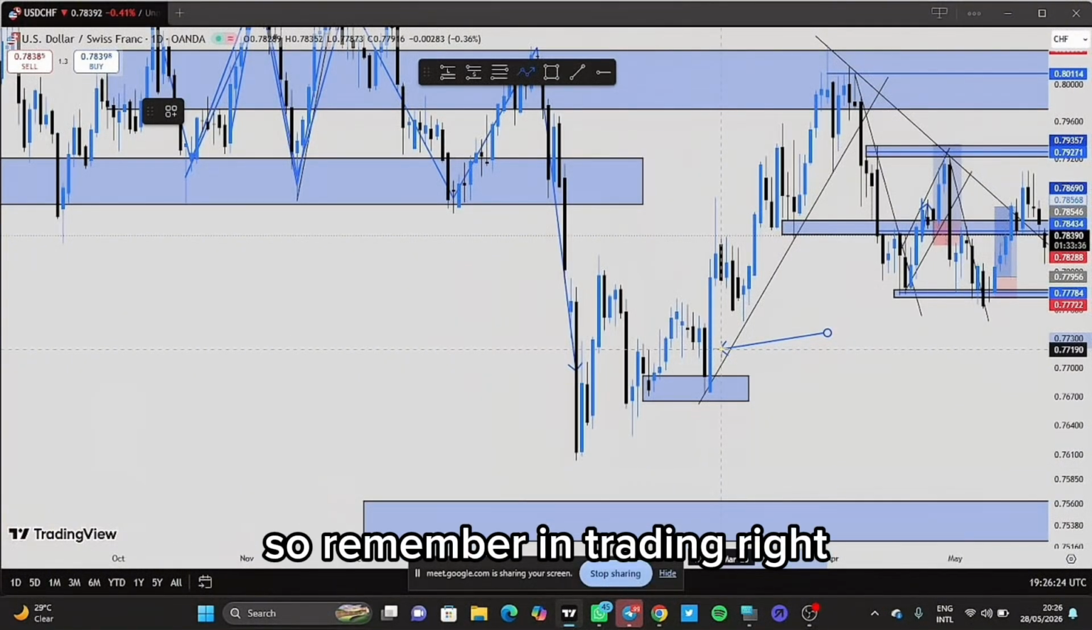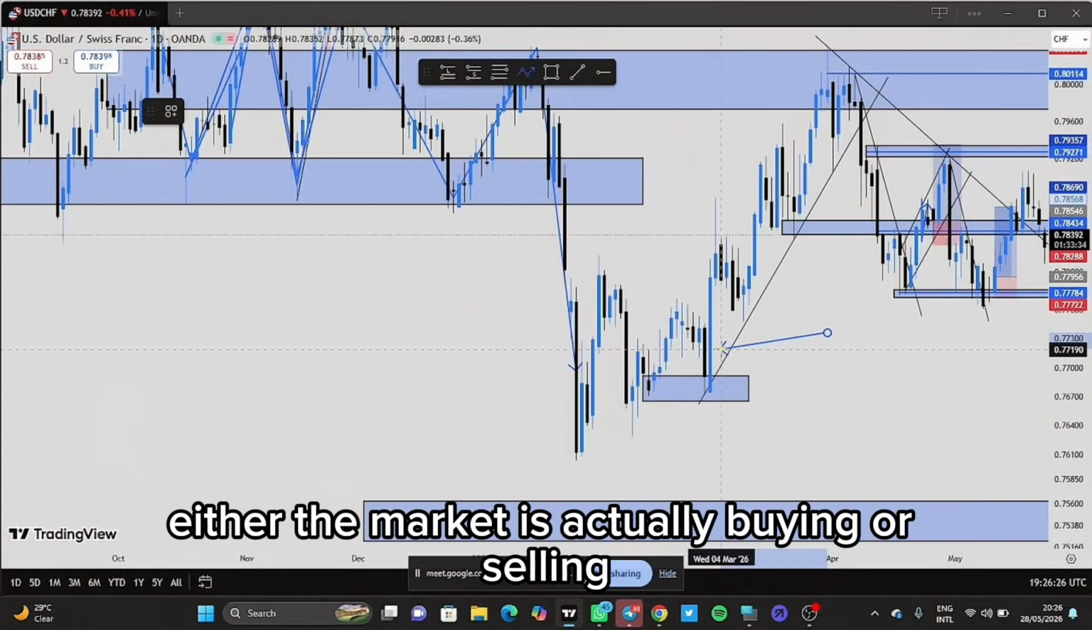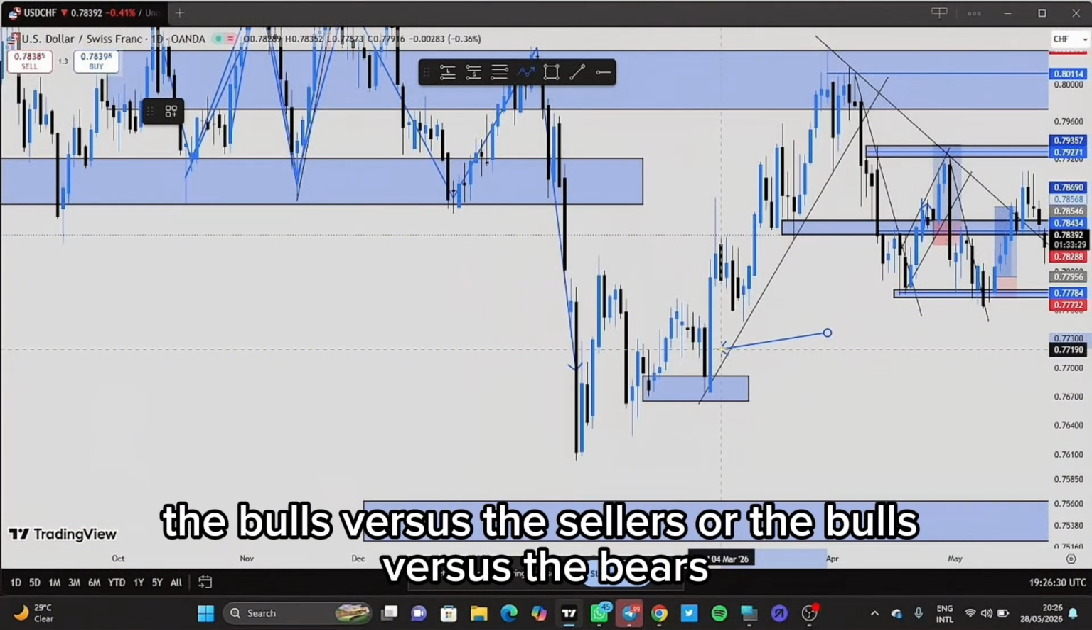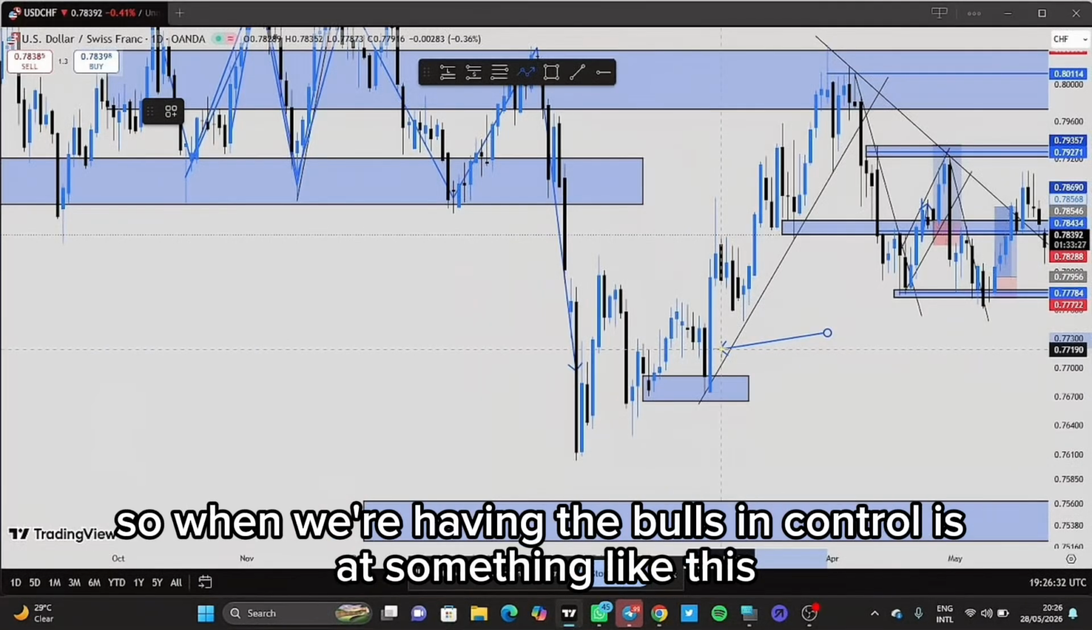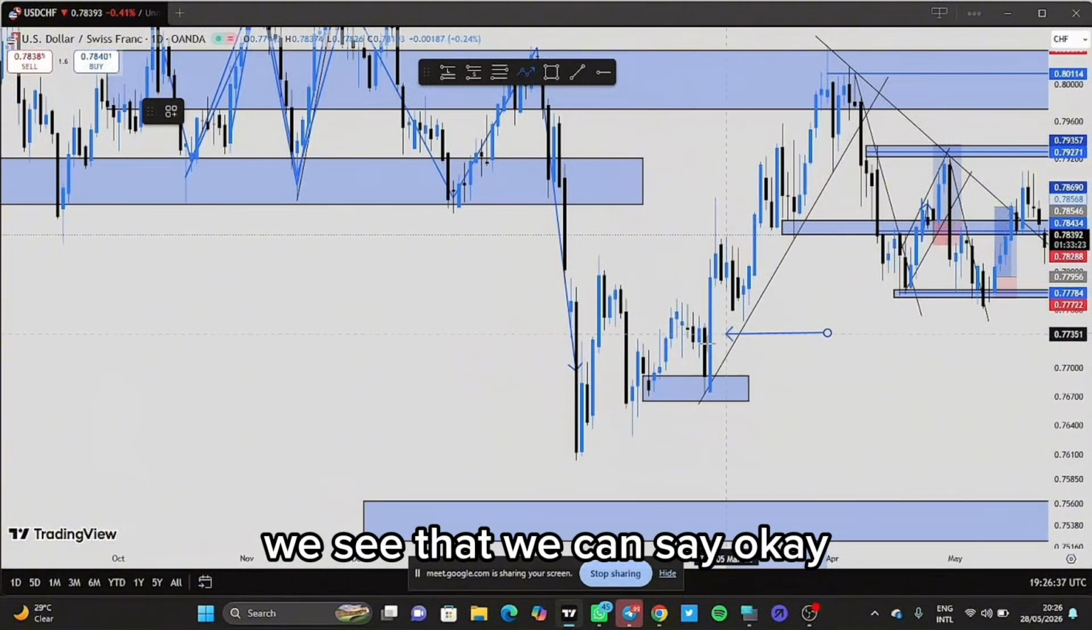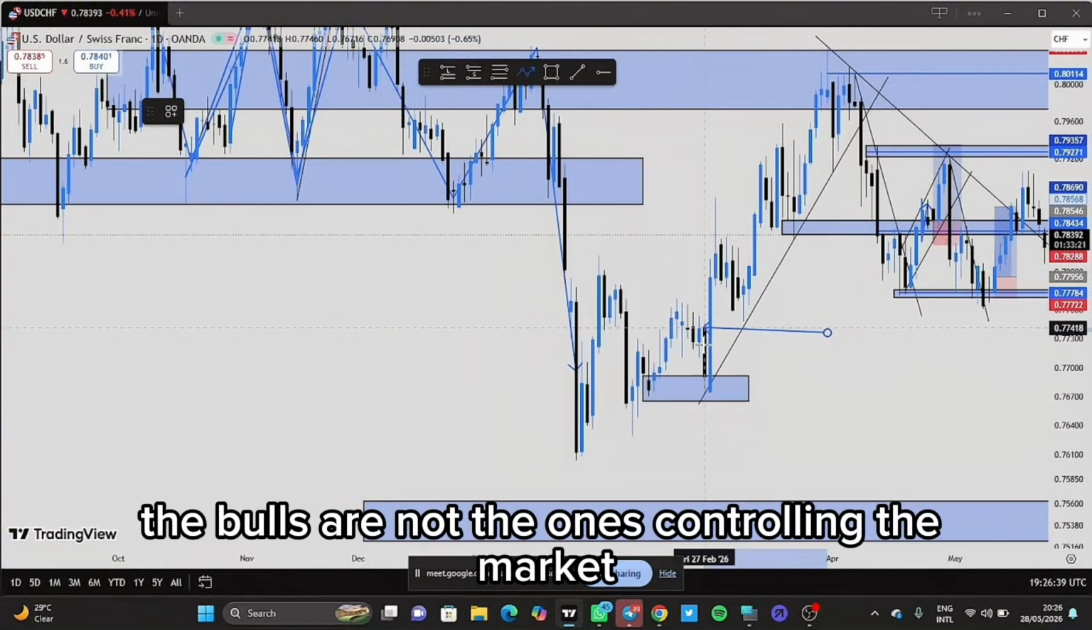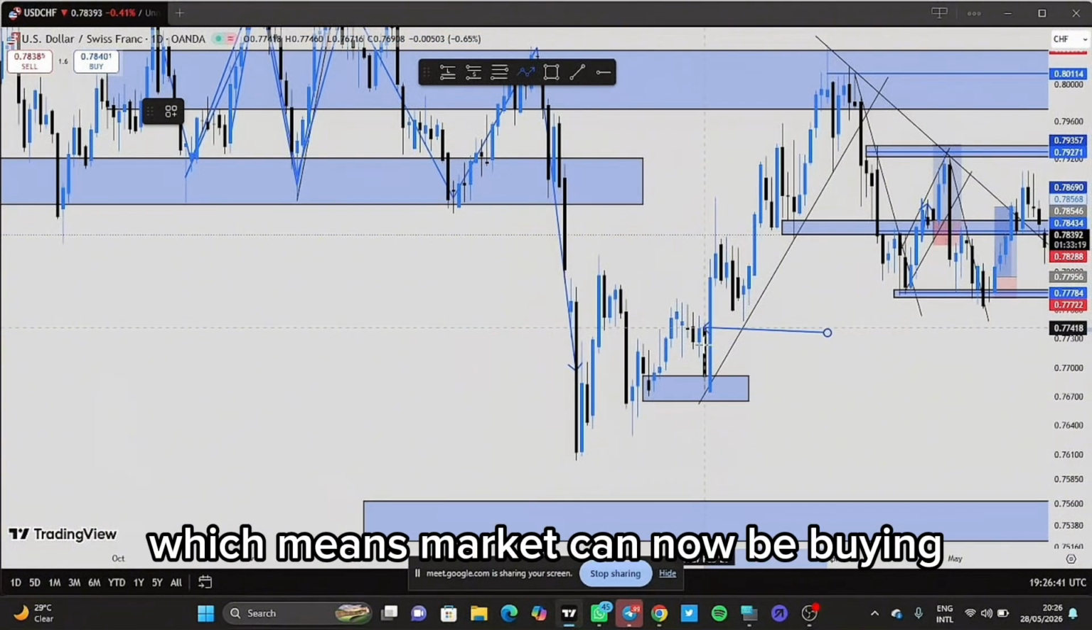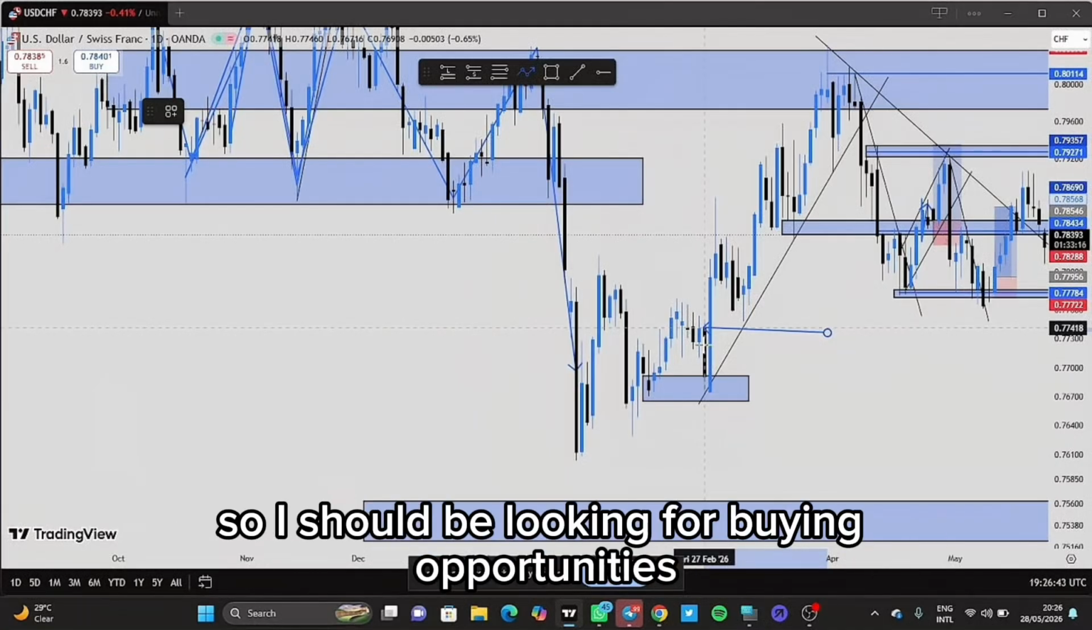So remember in trading, we're having two participants. Either the market is buying or selling, the bulls versus the bears. So when we're having the bulls in control, we can say, okay, the bulls are now the ones controlling the market, which means the market can now be buying. So I should be looking for buying opportunities.